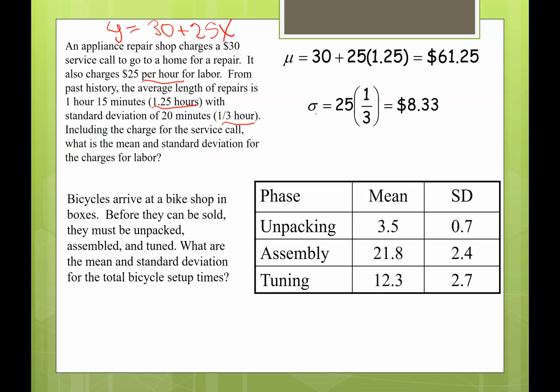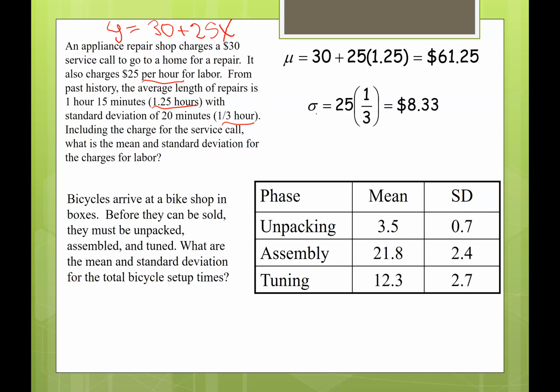But then for this one, bicycles arrive at a bike shop in boxes. Before they can be sold, they must be unpacked, assembled, and tuned. So each of these are going to be variables: the time it takes to unpack, the time it takes to assemble, and the time it takes to tune. None of those are constants. All of those can change. So instead of using linear transformations, we're going to use linear combinations. What are the mean and standard deviation for the total bicycle setup times?